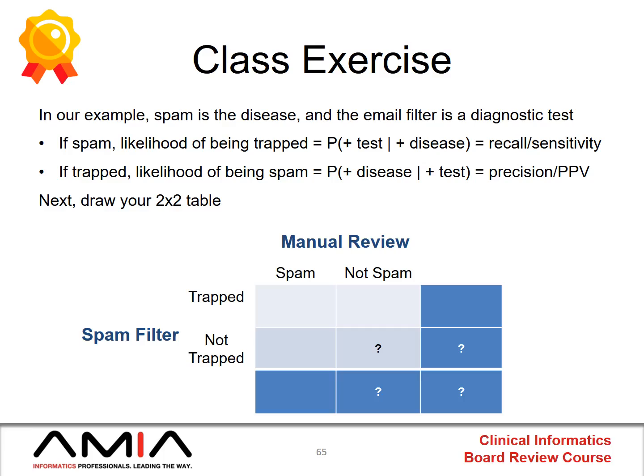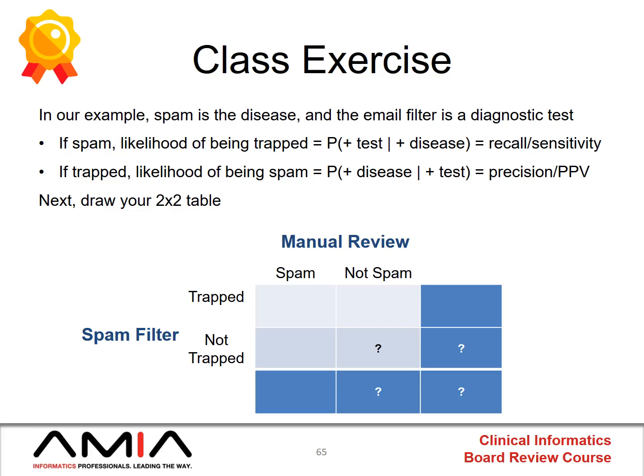The reason why I included this example specifically is because we have incomplete information. We don't have enough information to fill out the entire 2x2 table. But what I want to demonstrate is that you don't always need all the information. And in fact, they might try to throw you off on the exam by giving you just enough information to answer the question without filling out the 2x2 table. So going back to our initial definitions, if an email is spam, the likelihood of it being trapped is basically the recall. It's the probability of a positive test given the presence of disease, which is also the sensitivity. And if it was trapped by the spam filter, the likelihood of being spam is the probability of disease given a positive test, or the precision or the positive predictive value.